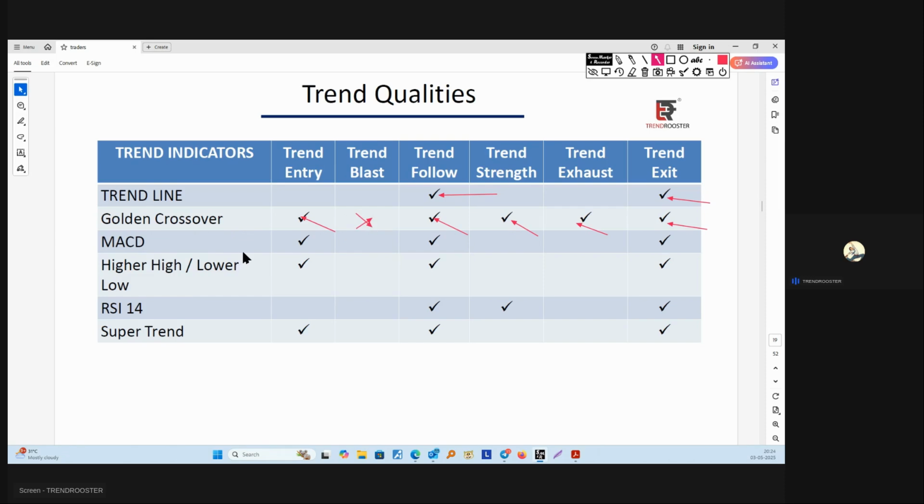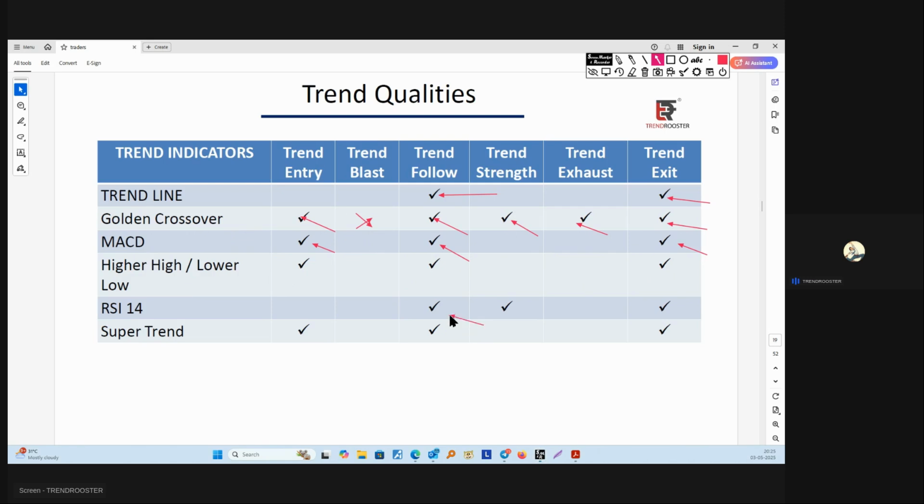MACD crossover. Okay, if you are taking MACD as your trend trading, then MACD alone as a trend entry will work, trend follow will work, trend exit will work. But you are missing out on three more properties. Higher highs, higher lows, I don't think so. I mean, it's very subjective. I generously added it to trend entry, trend follow, trend exit, but actually it's not.